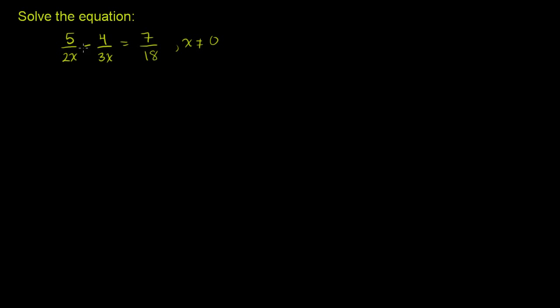Solve the equation: 5 over 2x minus 4 over 3x is equal to 7 over 18. And they tell us that x can't be equal to 0, because that would make these two expressions here undefined. Hopefully the answer here is not 0, and then this becomes just extra unnecessary information. So let's figure out how to solve this.